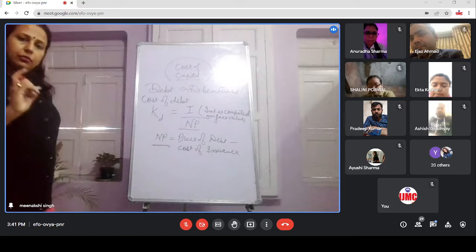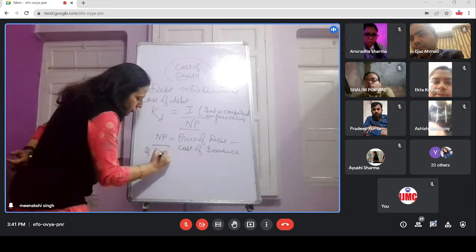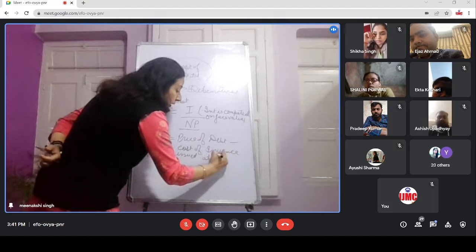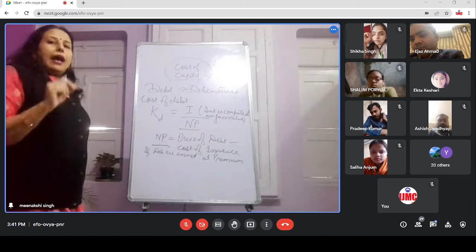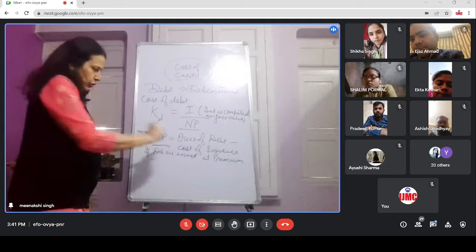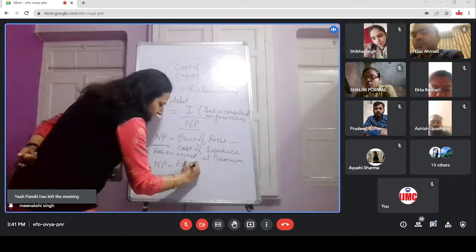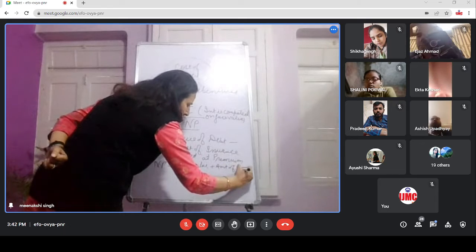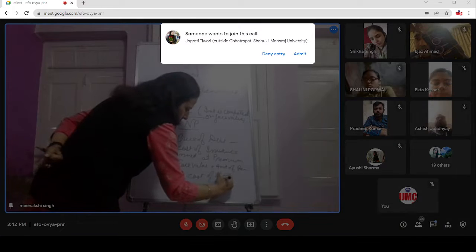That is one point. If the debentures are issued at face value, what if debentures are issued at premium? Premium is the price where debentures are issued at some face value plus a certain amount of premium for the organization's reputation. In that case, the net proceeds will be equal to the face value plus the amount of premium, if any, minus cost of issuance.